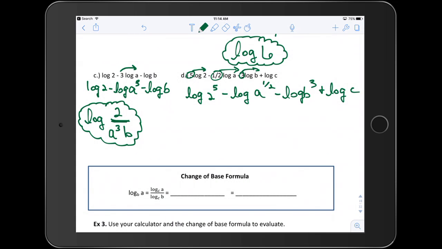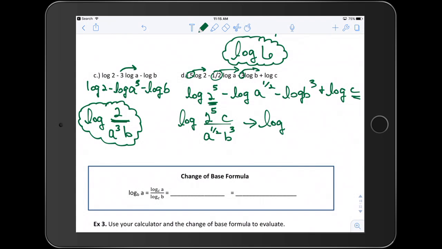Okay, so I'm now going to consolidate it into one log, so I'm just going to write log way up front. I noticed that the positives are this one and this one, so those are going to be in the numerator, so 2 to the 5th c, and then the subtractions are a to the 1/2, b, and b cubed. Now, so that's it. Again, just look at what's in front of the expression. So in this case, if it's a minus, it goes in the denominator. If it's a positive, it goes in the numerator.